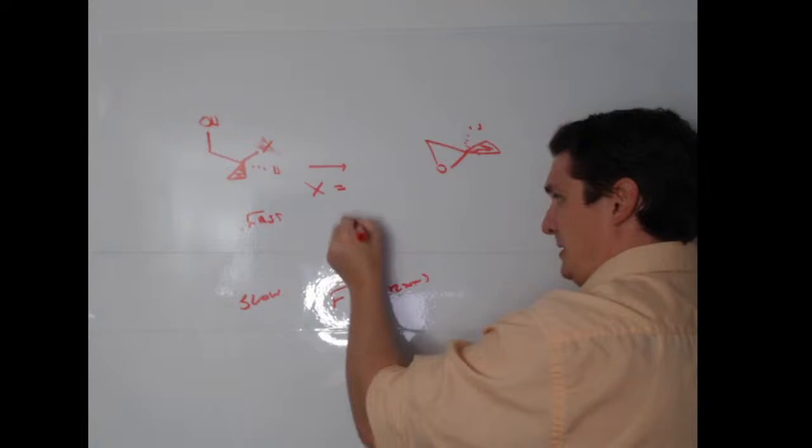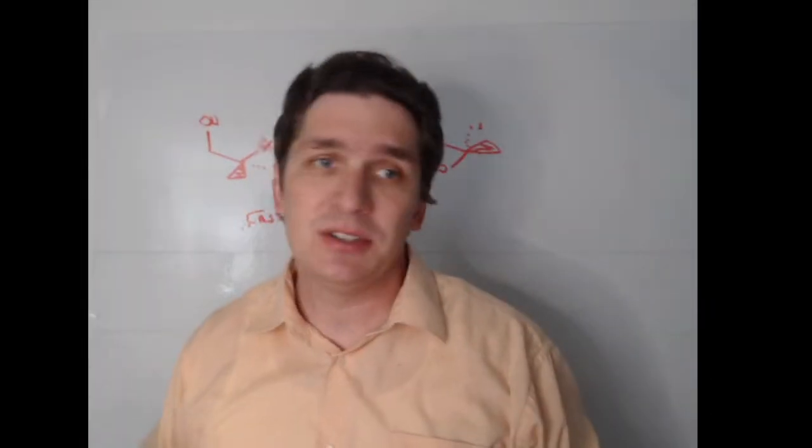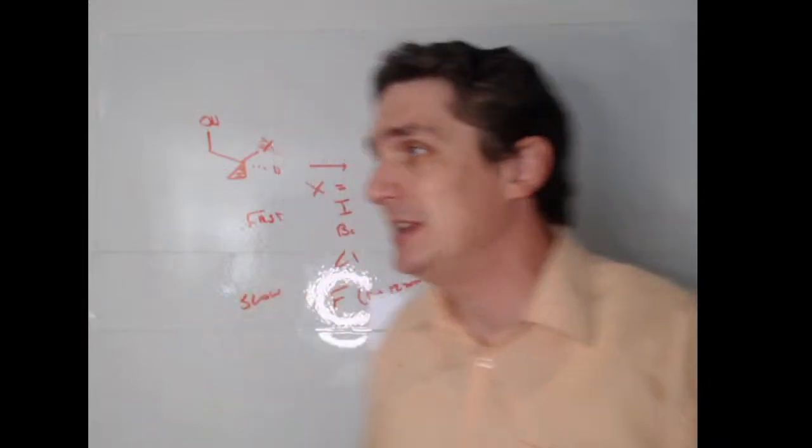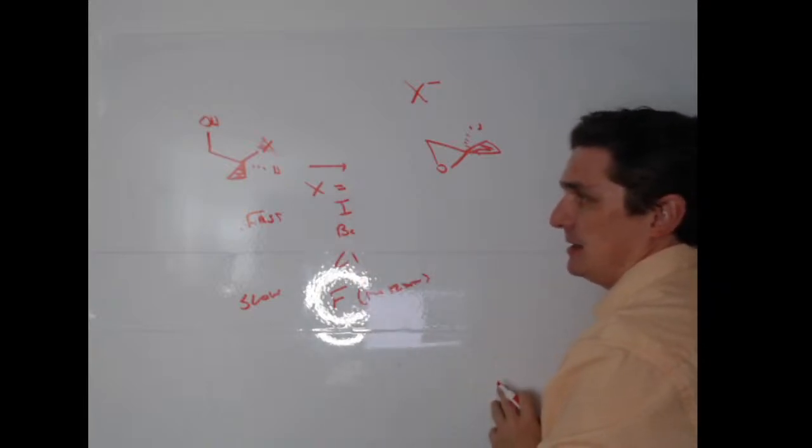And chlorine, bromine, and iodine. So iodine would be the best leaving group because it's the largest. It's better able to distribute that -1 charge. So we always finish with -1. Iodine's a very dispersed atom.